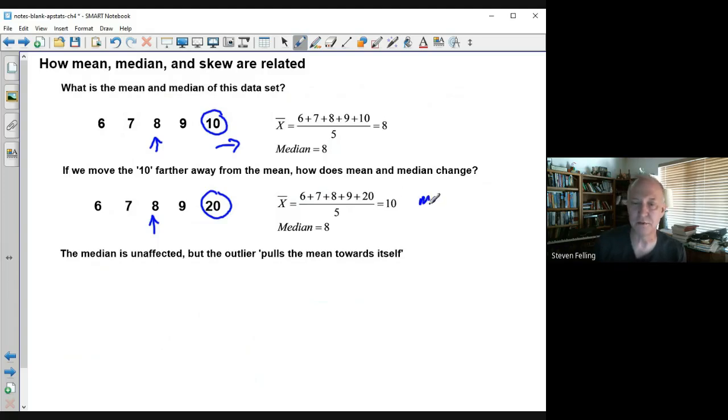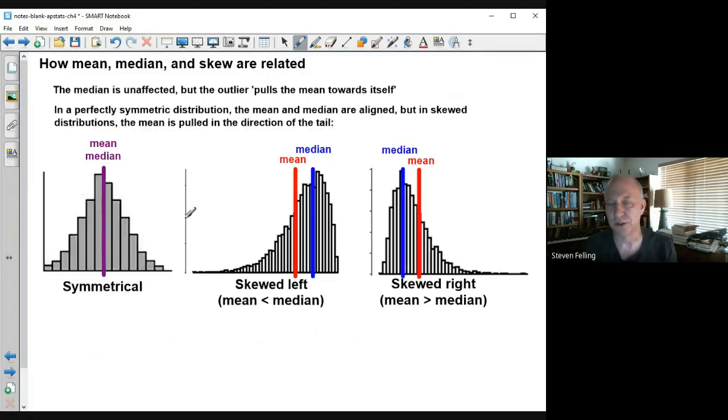So the mean is affected by the things on the ends. I'm just going to call them the ends for now. The mean is really affected by that. Same thing if we moved the 6 down to 1 or something like that. But the median is pretty much resistant to those effects, okay? In fact, if you had a histogram that was symmetrical, the mean and the median would be approximately aligned here in the middle, right?